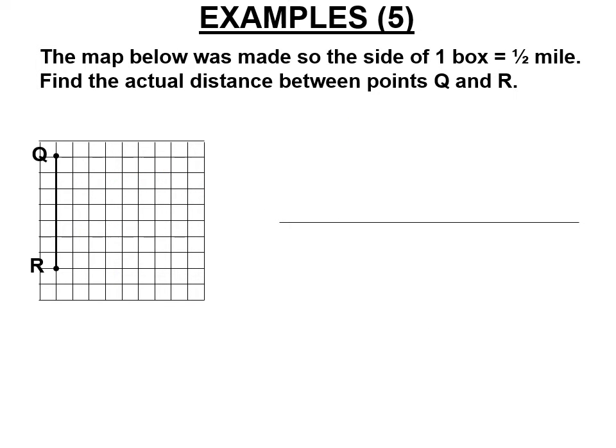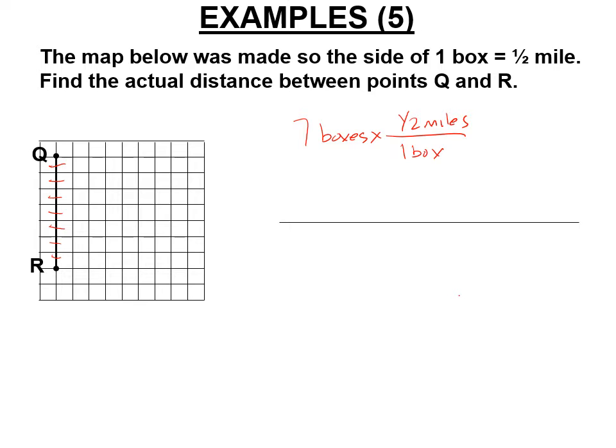The map below was made so the side of one box equals half a mile. Find the actual distance between points Q and R. Okay, so 1, 2, 3, 4, 5, 6, 7 units. And 7 units, or 7 boxes. And the conversion factor is 1 box is half a mile.